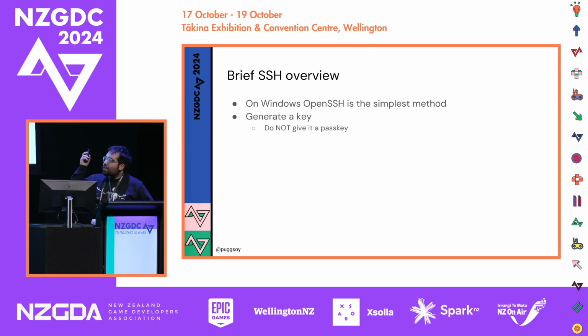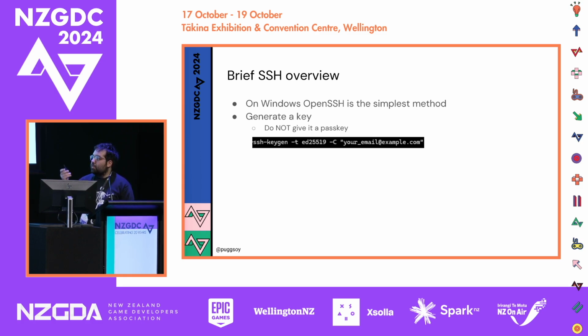The main step here is when you're generating a key to not give it a passkey, because even though that's secure and it's recommended, Unity will again not have an option to have you supply the passkey. It just needs to be able to access it automatically. So if you're just making one for this repository for Unity to use, do it without a passkey, which is really, really simple.